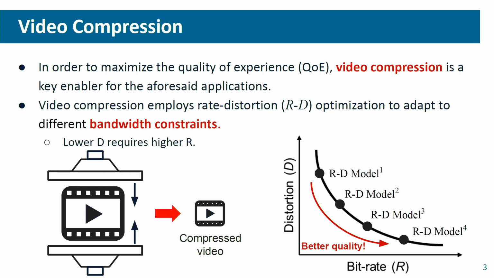However, the video data requires a large amount of internet bandwidth. It can affect the backend user's quality of experience. In order to maximize the quality of experience, video compression is a key enabler for the aforesaid applications. So how does video compression work? Video compression employs rate distortion optimization to adapt to different bandwidth constraints. As shown in this figure, when the user has high bandwidth, the video compression chooses an appropriate rate distortion model that can encode the video with higher video quality.